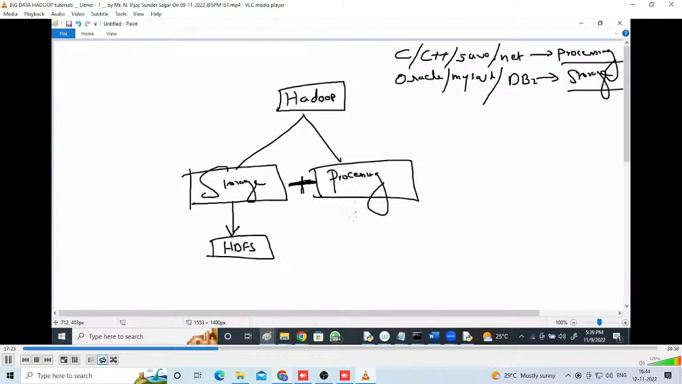Hadoop is meant for storage and processing. Hadoop doesn't use any database for storing its data. It is going with a special kind of file system called Hadoop Distributed File System. And for processing, we use MapReduce and Spark.